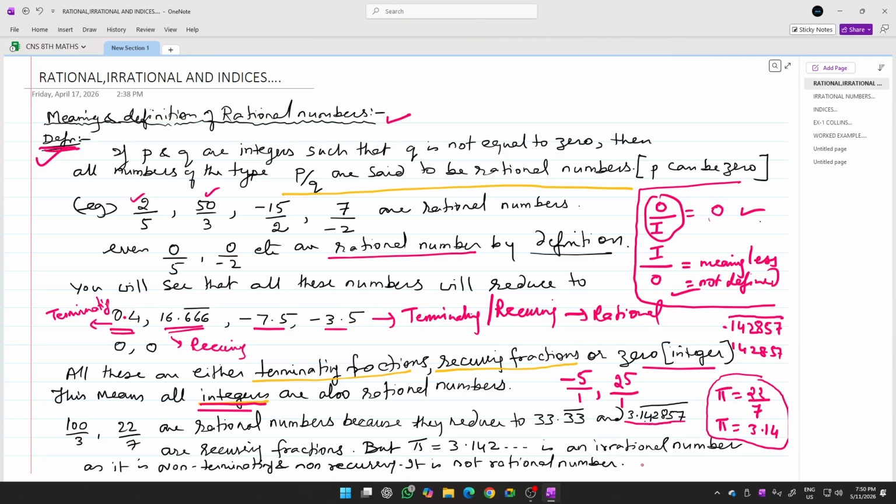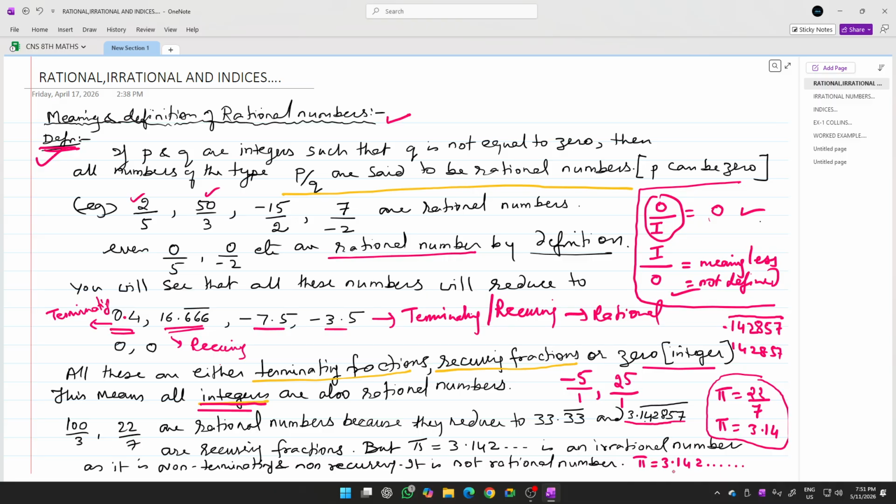Pi value is actually 3.142 and then it goes on. Actually, it is not even recurring. It will not be recurring also. It will go on. It is 3.142857. We take it for consideration.